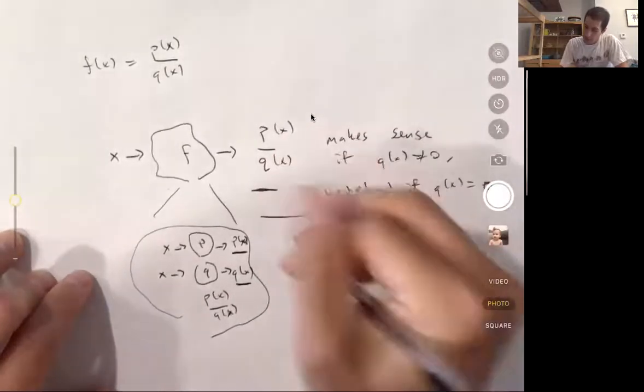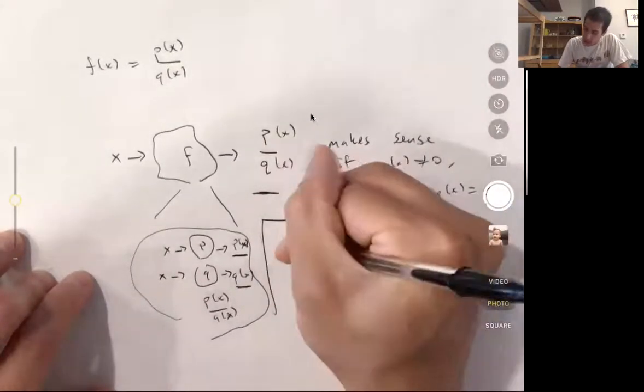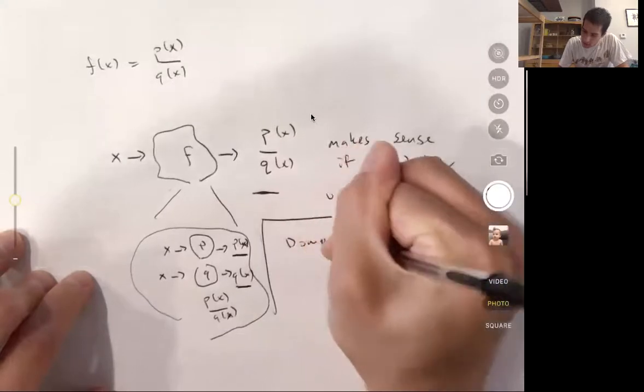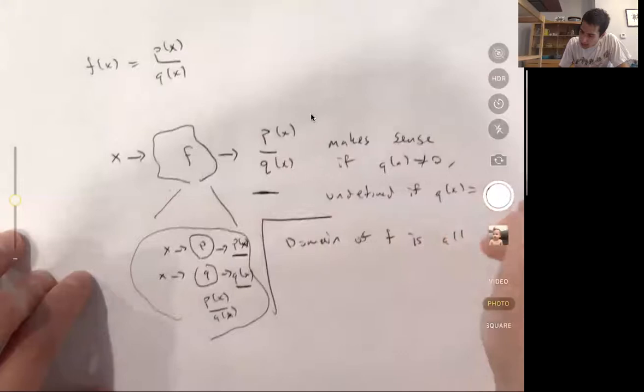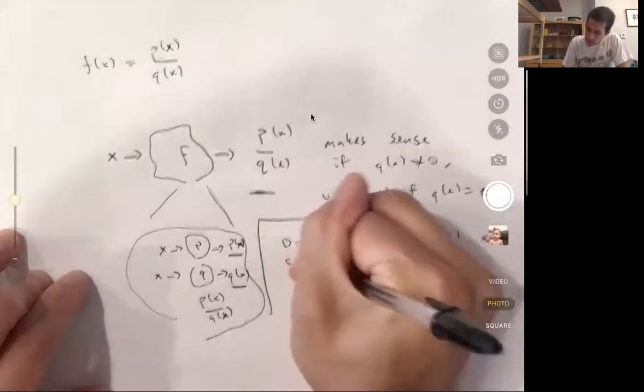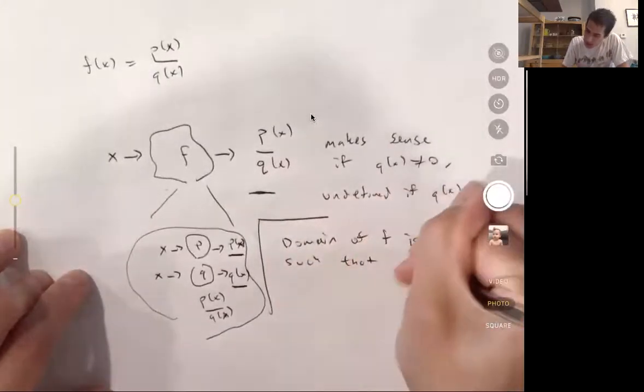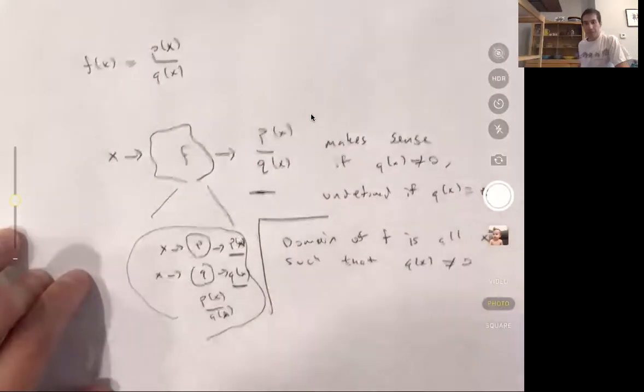And so what does that mean? That means that the domain of f is all x such that Q of X is not equal to 0.